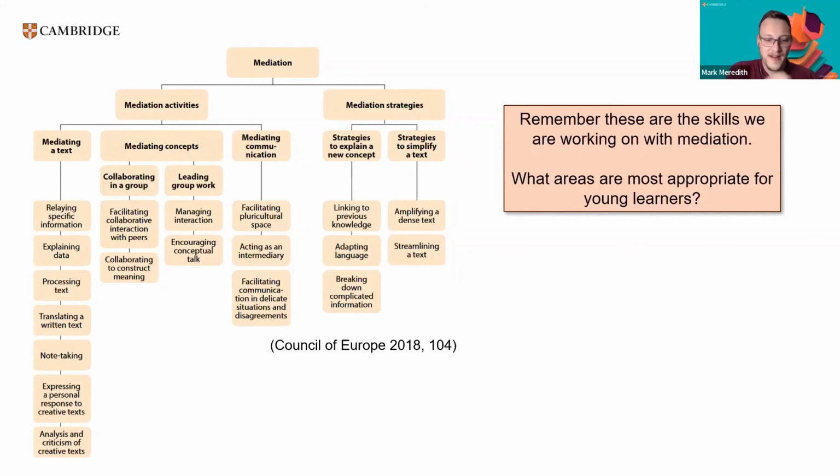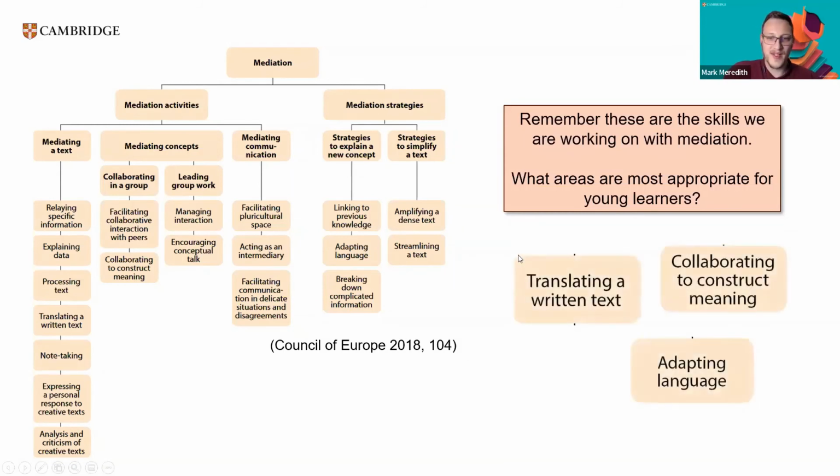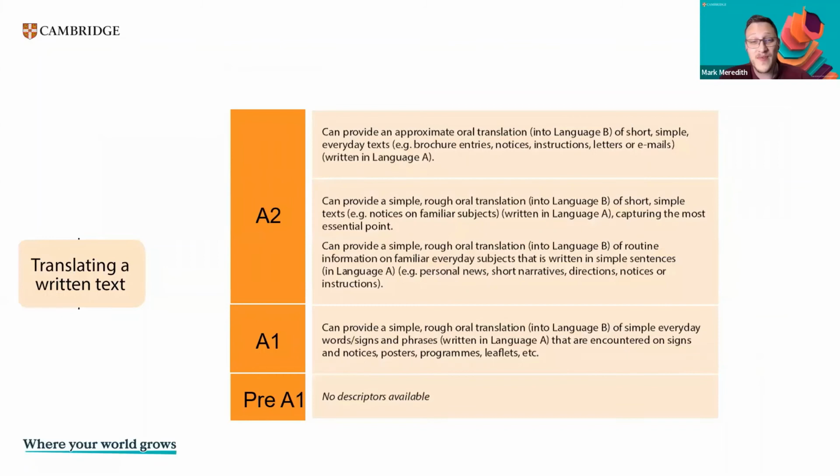I'll tell you what I'll do. I will continue on. Let's see if anyone agrees with us. So we highlighted translating a written text, collaborating to construct a meaning, and adapting language. Now, why did we choose these? Well, we've gone and looked at the success criteria, and we've noticed that when it says translating a text in A1 level, we're looking for simple, rough oral translations into language B of everyday words and signs from language A.